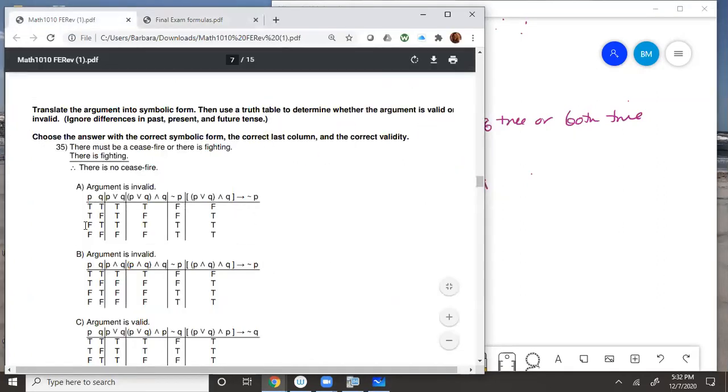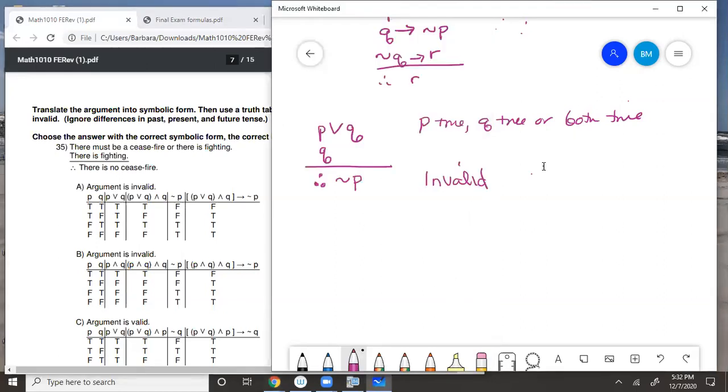So we already know that it's going to be A or B, and it's a matter of going through here. It looks like everything at the top is the same, so we just need to verify everything. The next thing after they set up their P and Q, they do P or Q, which is false only when both of them are false. Okay, so A is good, but B is not already in the second column. So A is the correct answer for number 35.